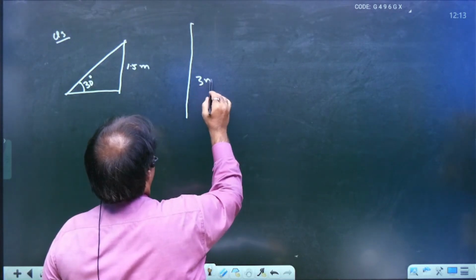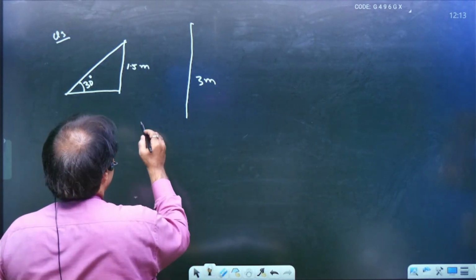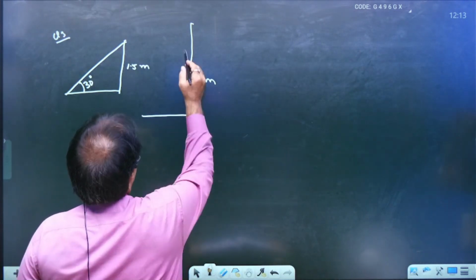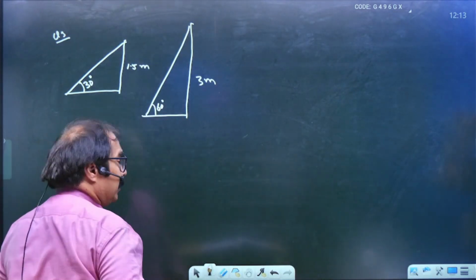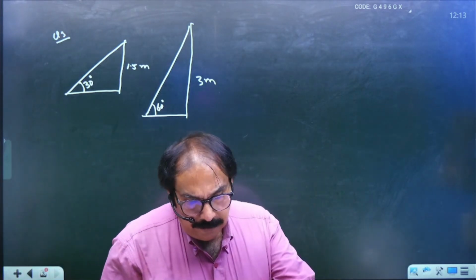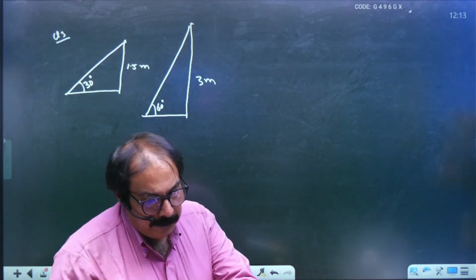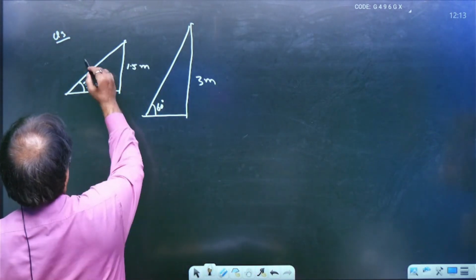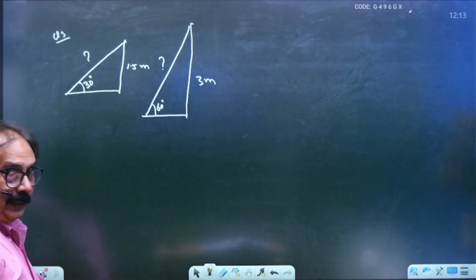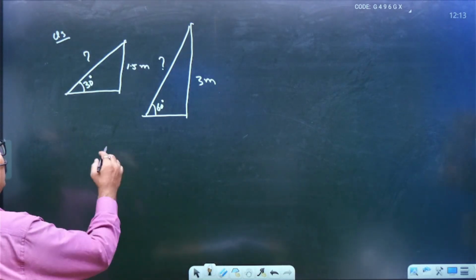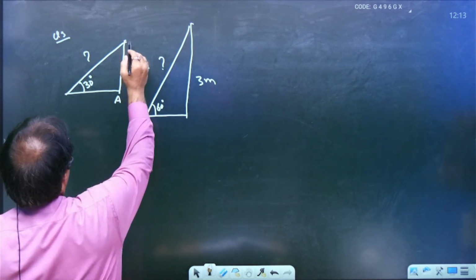This height is now 3 meter, and the angle of elevation, that inclination angle, is given 60 degree. Then what should be the length of slide in each case? This length of slide and this length of slide we have to find, right? So as per the question, we have drawn the figure.